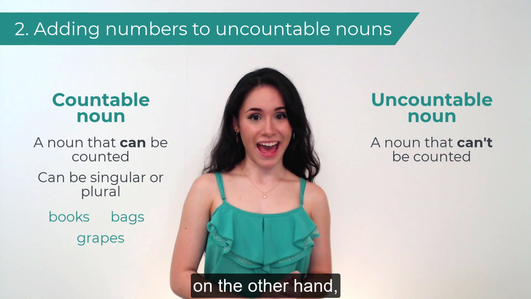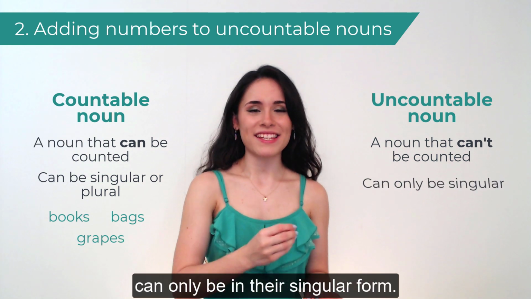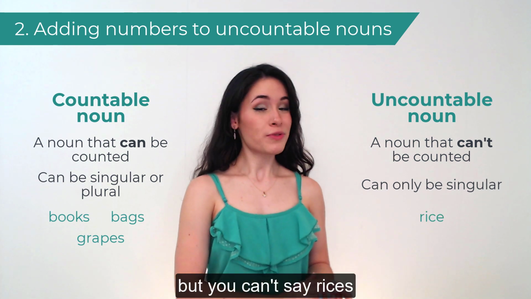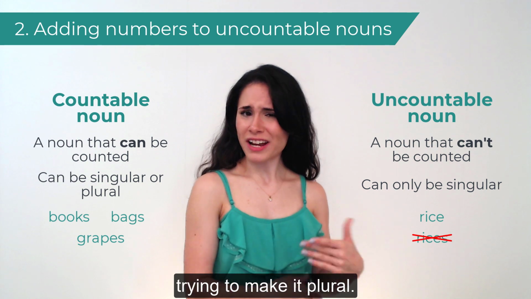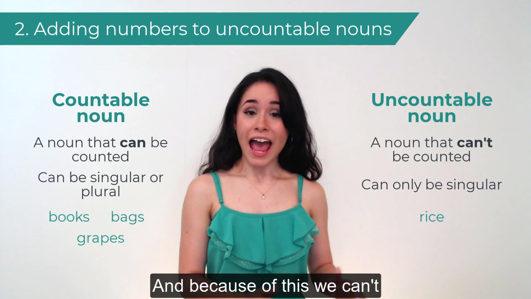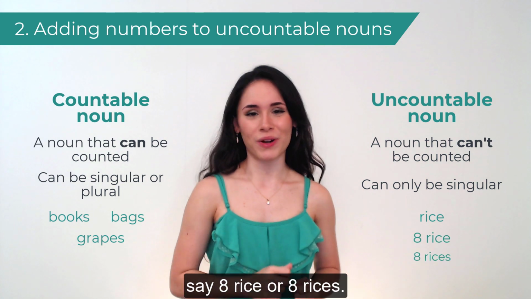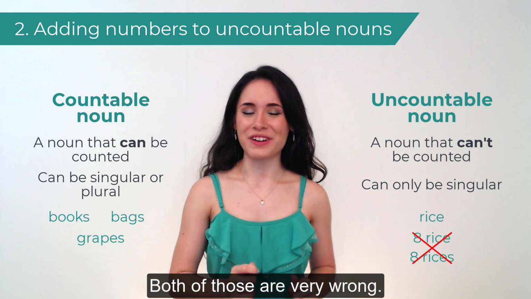Uncountable nouns, on the other hand, can only be in their singular form. So you can say rice, that is singular, but you can't say rices, trying to make it plural. That's wrong. And because of this, we can't say 8 rice or 8 rices. Both of those are very wrong.